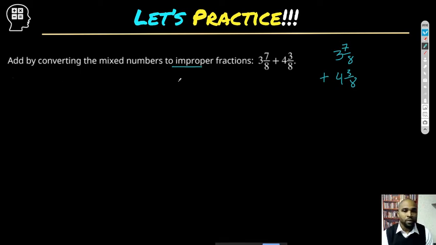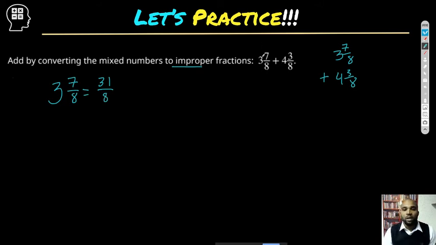So if I were to do that, that's going to give me, if you remember, 3 and 7/8. Let me make that a little bit bigger. How do I go from a mixed number to an improper fraction? So what I need to do is 3 times 8 plus 7. 3 times 8 is 24. 24 plus 7 is 31. That's over 8. So now I change that to an improper fraction.